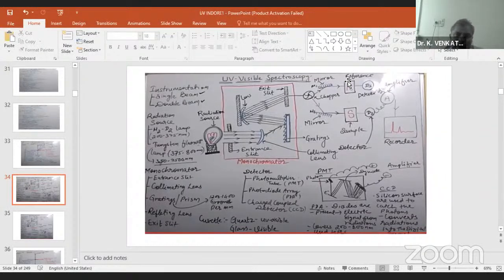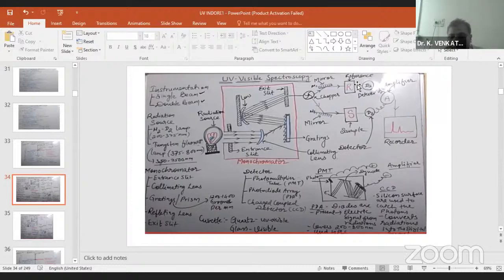So one part moves for the reference side and the other part moves for the sample side. Here that is the role of the choppers. This is double beam UV visible spectroscopy.